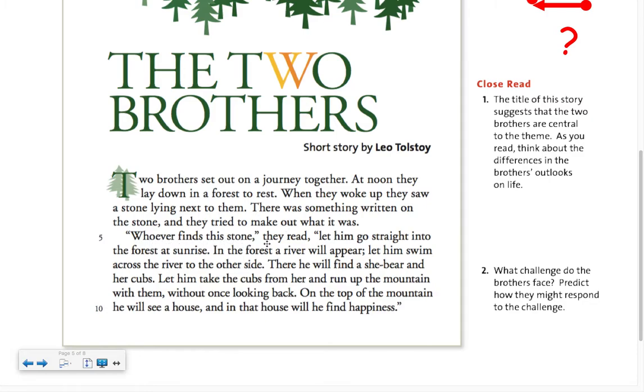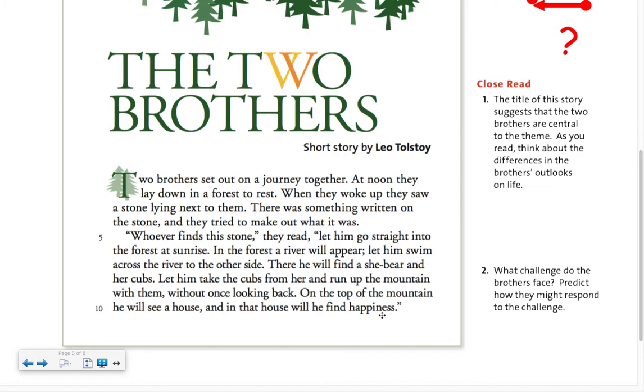Whoever finds this stone, they read, let him go straight into the forest at sunrise. In the forest, a river will appear. Let him swim across the river to the other side. There, he will find a she-bear and her cubs. Let him take the cubs from her and run up the mountain with them, without once looking back. On the top of the mountain, he will see a house, and in that house will he find happiness.